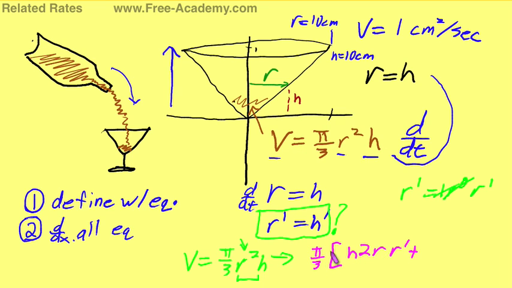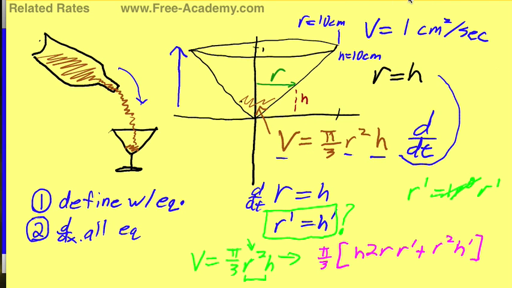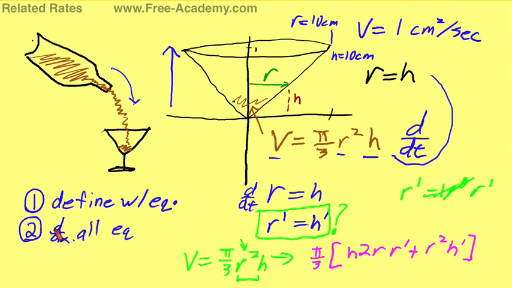Now we go into the next term, where our r squared we don't touch, but then we take the derivative of h, which is h prime. This is all multiplied by pi over 3. So now we have the derivative of both of our equations. I'm going to bring up a new note here. But before I do that, I'm going to write for you guys the third step. I'm going to solve the equations.